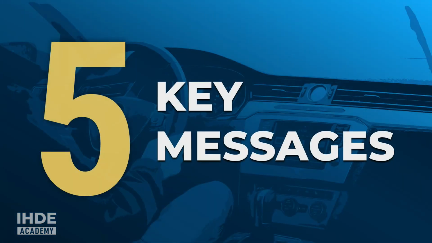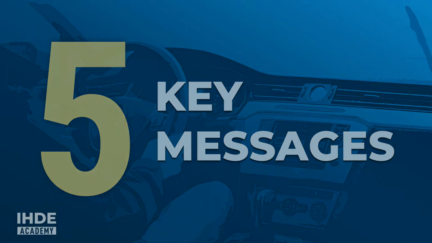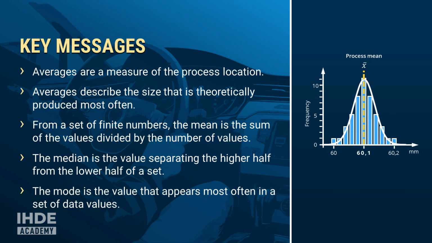Well, that was a lot of new information. Therefore, I would like to conclude by repeating the three most important key messages. Averages are a measure of the process location. Averages describe the size that is theoretically produced most often.